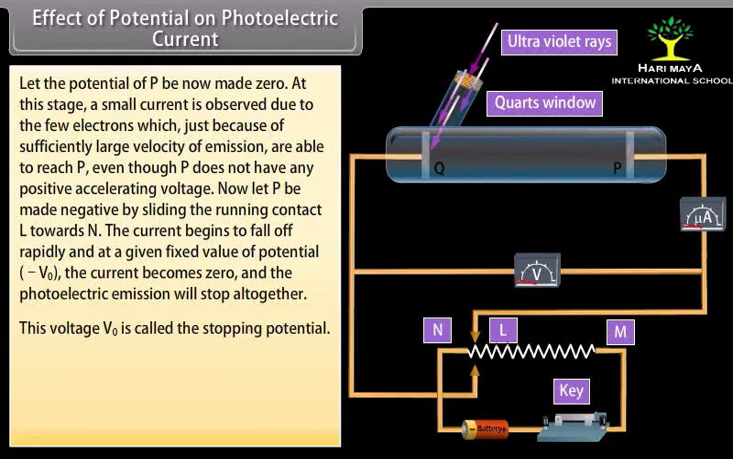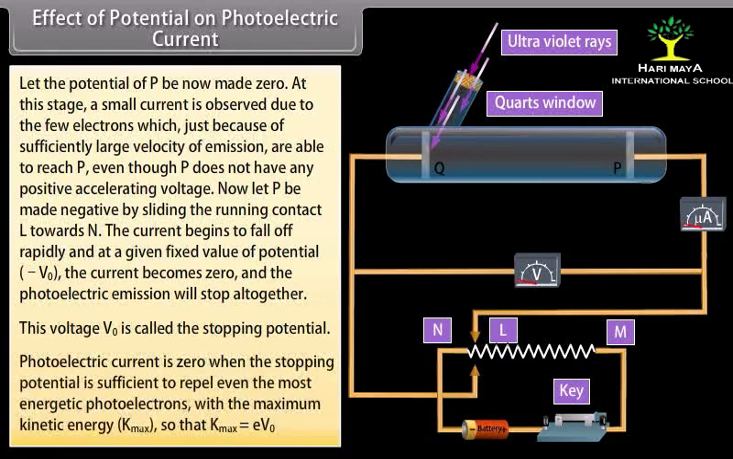This voltage, V0, is called the stopping potential. Photocurrent is zero when the stopping potential is sufficient to repel even the most energetic photoelectrons with the maximum kinetic energy, Kmax, so that Kmax is equal to eV0.